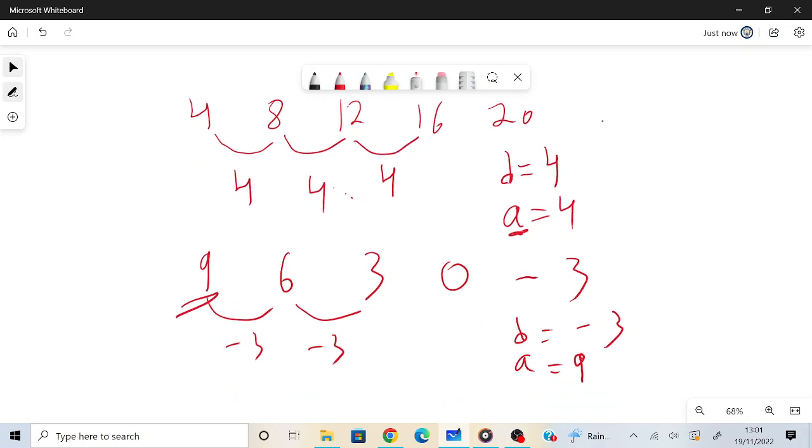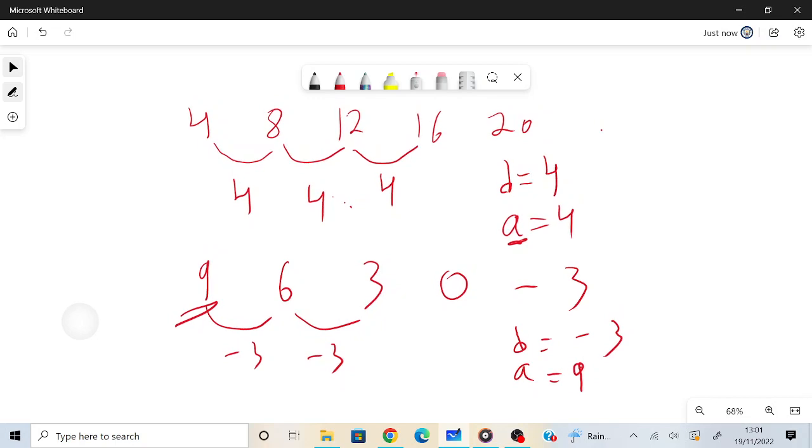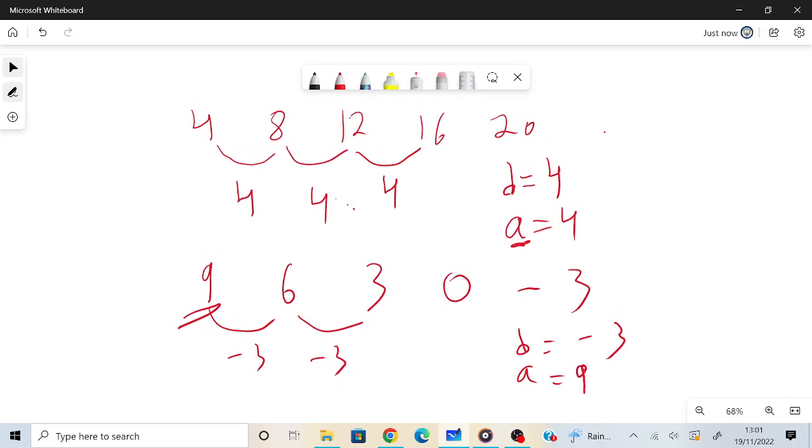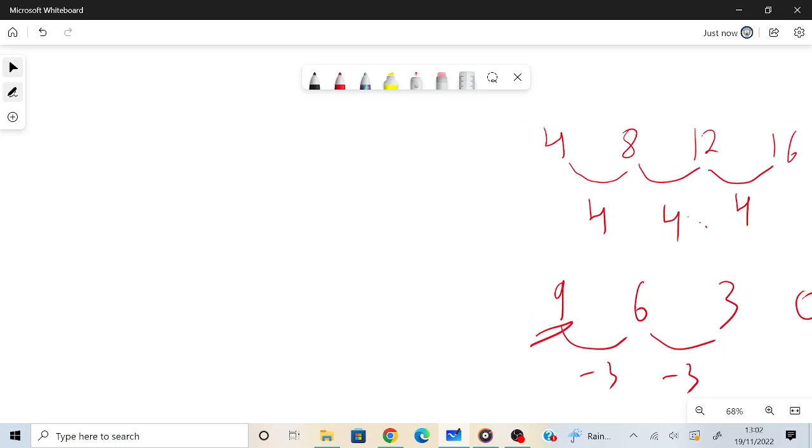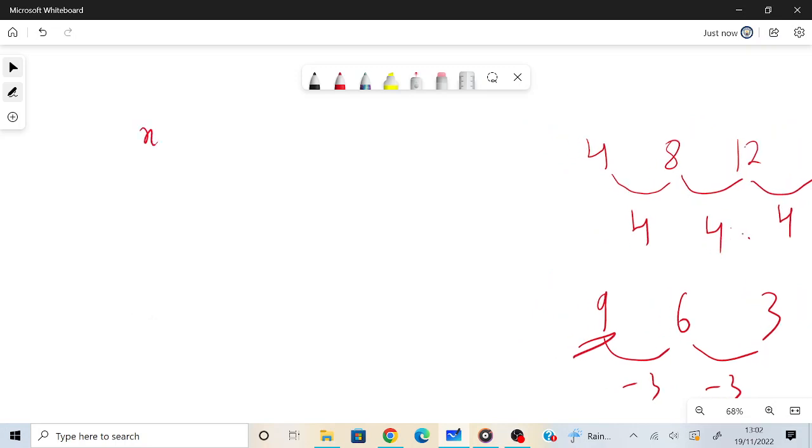So these two components are the most important ones and the ones that they're most likely to ask questions on. For all of this, we have a few general formulas. The first one we have is the nth term is equal to A, that's your first term, plus (n minus 1) d. So over here, d is your common difference.